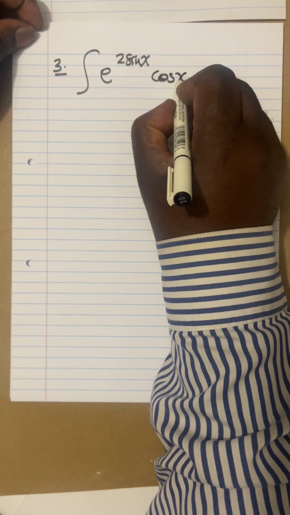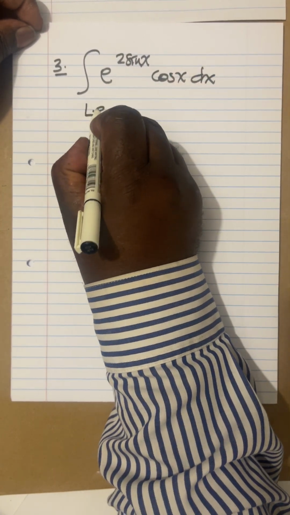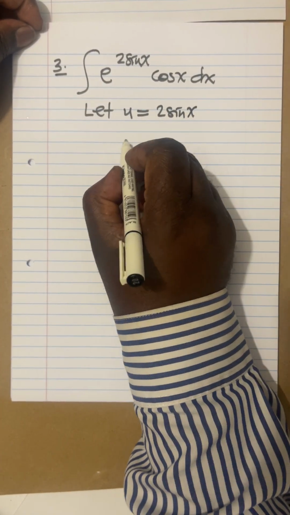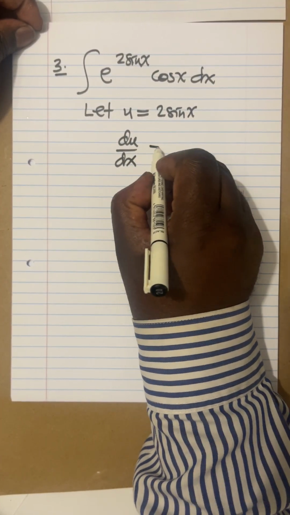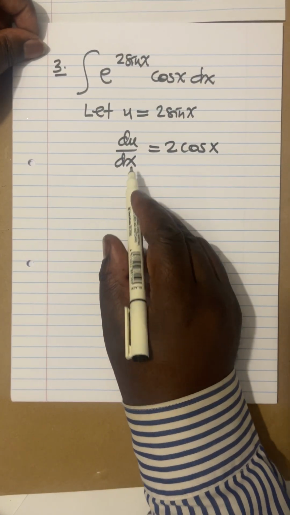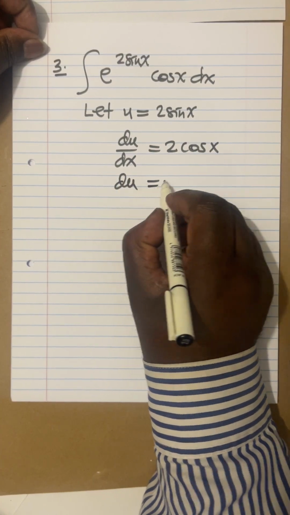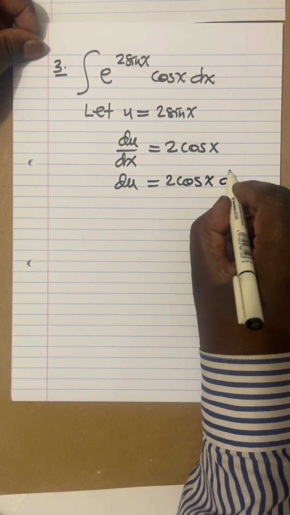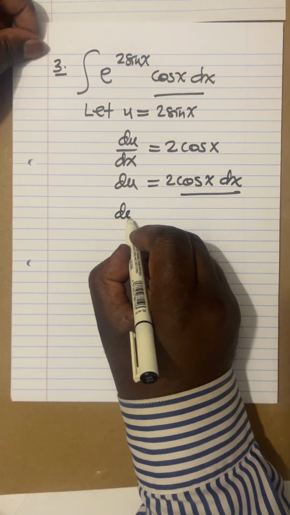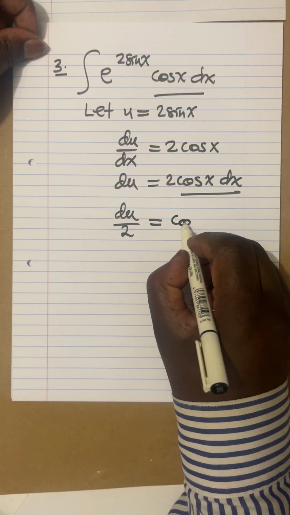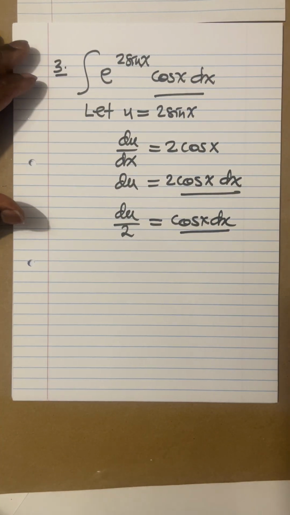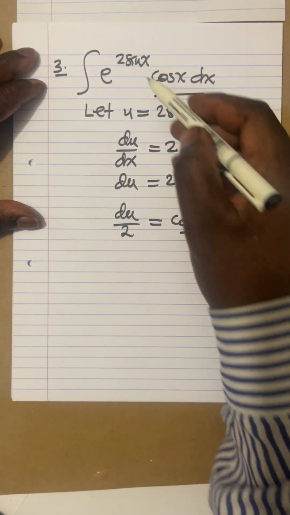We're going to let u be equal to 2 sine x, and then differentiate u with respect to x. This is going to be 2 cos x. Remember, the derivative of sine x is cos x. Now multiply by dx both sides. You're going to get du equals 2 cos x dx. If I look at this part here and that part there, the 2 must go. So we have du over 2 is equal to cos x dx. Now this is exactly equal to that one there. So it means in that place I must put du over 2, and in that place I'll put u.